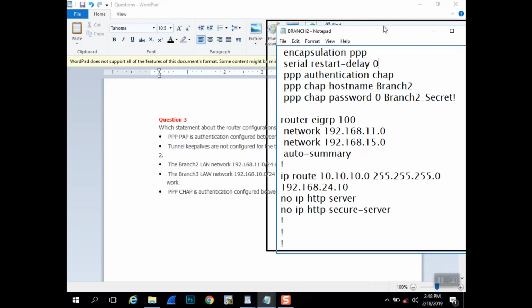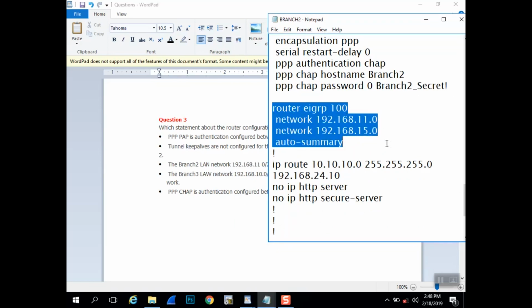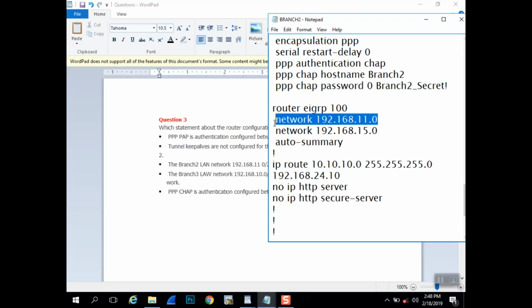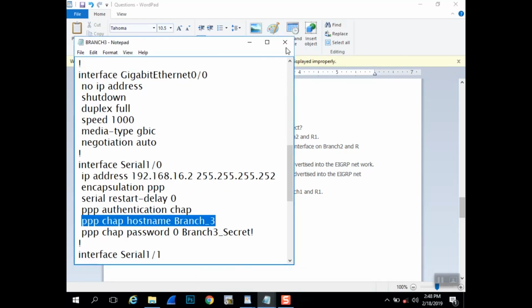And so as you can see here in the EIGRP configuration, there is the 11 network indoors, so that one is also incorrect. Now let's try and see the fourth one. Branch 3 LAN network 192.168.10/24 is not advertised into the EIGRP network.